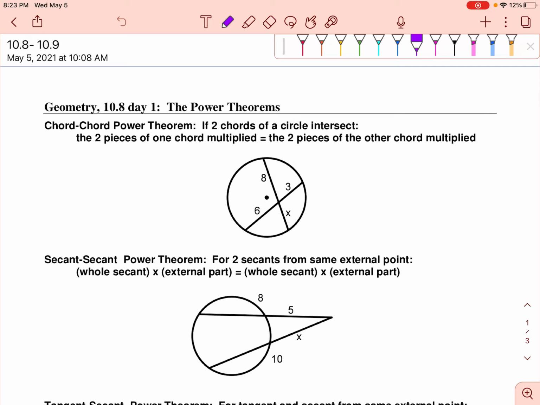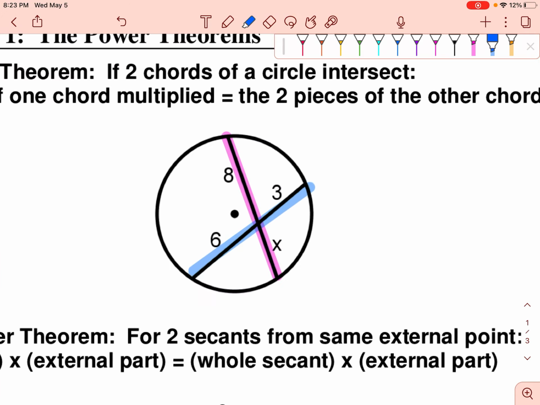Okay, so 10.8, we call these the power theorems, power meaning multiplication. So chord power theorems, here's the actual theorem. If two chords of a circle intersect, so remember a chord goes from one point on a circle to the point across from it. So you have two chords that intersect. The two pieces of one chord multiplied are equal to the two pieces of the other chord multiplied.